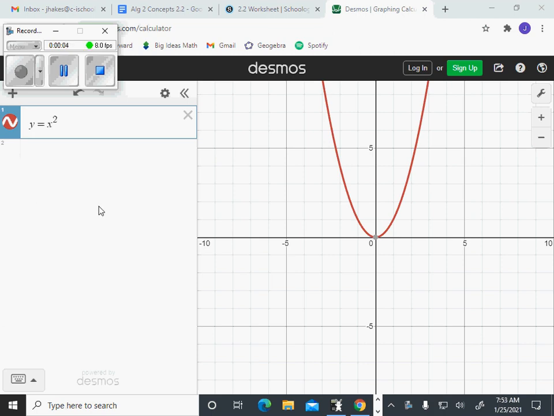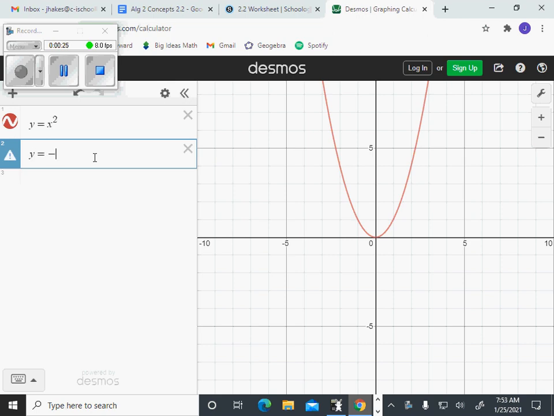Okay, in the 2.2 worksheet, we're still going to be working with quadratics and how quadratics move. Remember, this is the basic quadratic. It's just y equals x squared, and it makes this nice little parabola that goes through 0, 0. That's our vertex. Right, just makes this nice little u.